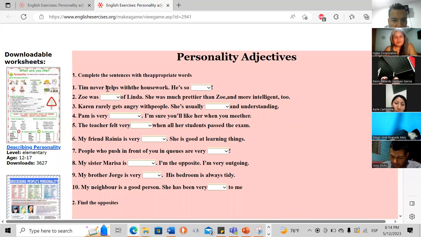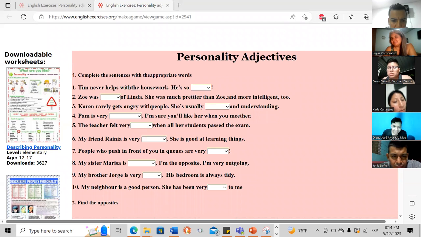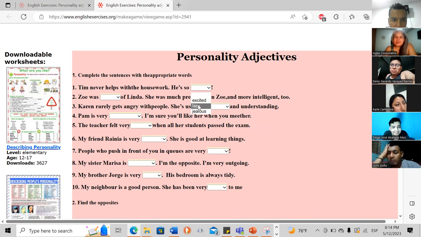Tim never helps with the housework. He is so excited, lazy, or jealous? Jealous. Do you know what is lazy? I don't know. Lazy means that no le gusta hacer nada. No le gusta hacer nada. Lazy. So that means that he's lazy.